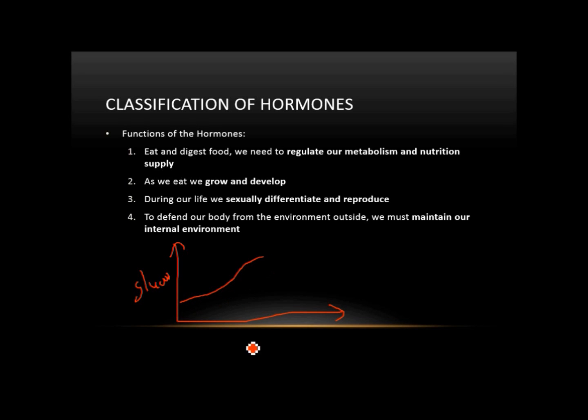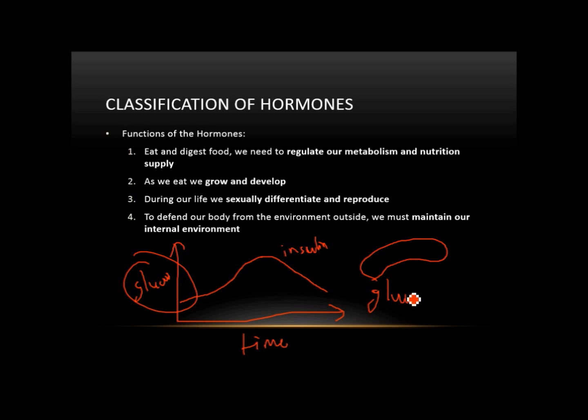Now, let's go one by one. Eat and digest food. Let's say we have glucose, and we eat and digest it, and it goes into our blood. Too much glucose causes problems for our body, so we need to regulate this nutrition supply. What regulates it? Insulin. And even if we take it from the blood, we need to store it somewhere. So the liver stores this glucose as glycogen. So it regulates our metabolism.